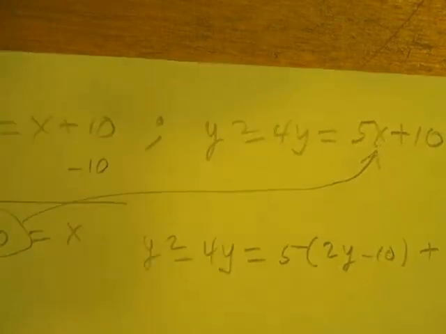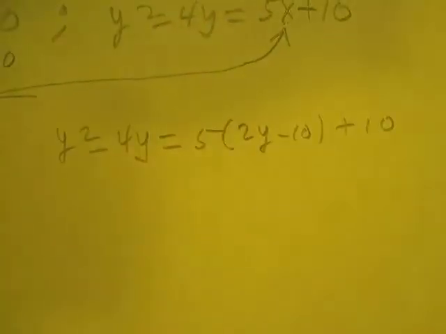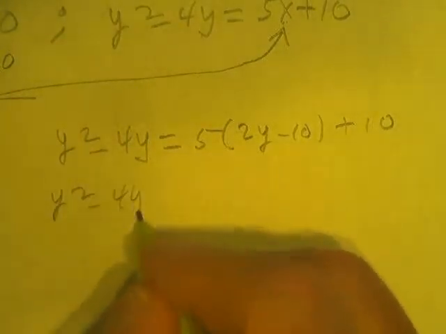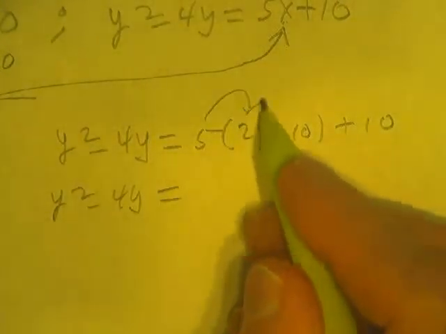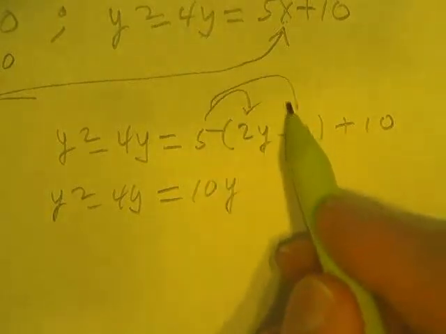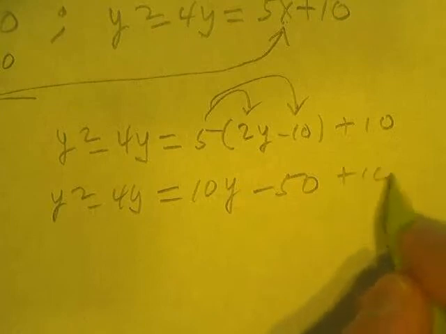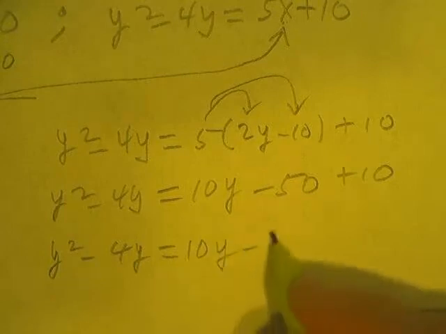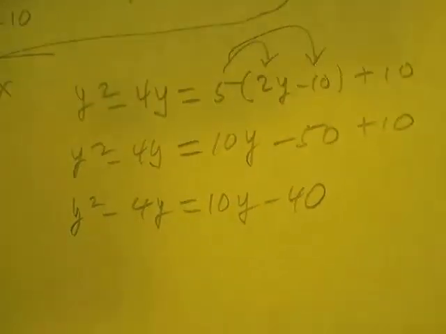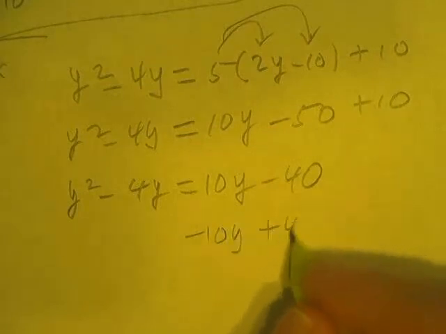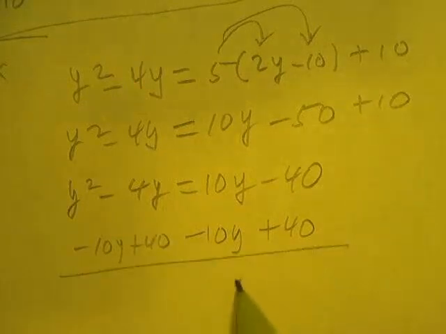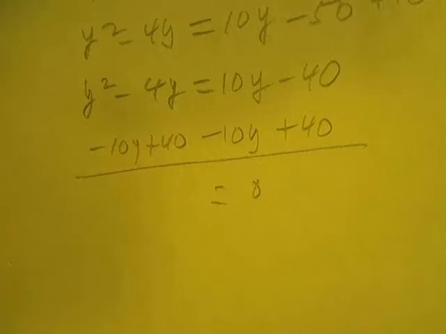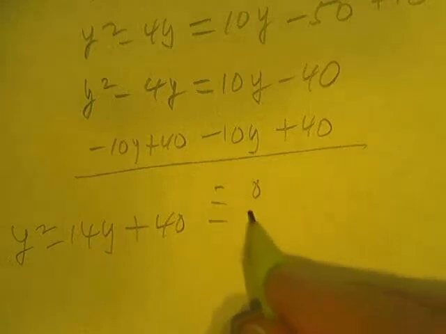Okay, so let's see. 5 times 2, that's 10. 5 times negative 10, that's negative 50. Y squared minus 4y equals 10y minus 40. Let's subtract 10y and add 40 to both sides. That'll give me 0 over here. I'm going to have to factor this thing. Y squared minus 14y plus 40 equals 0.